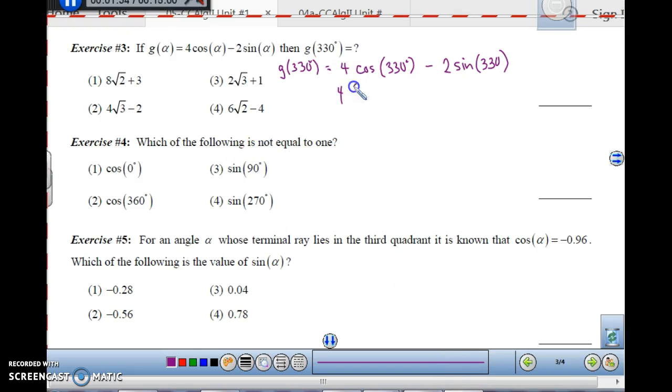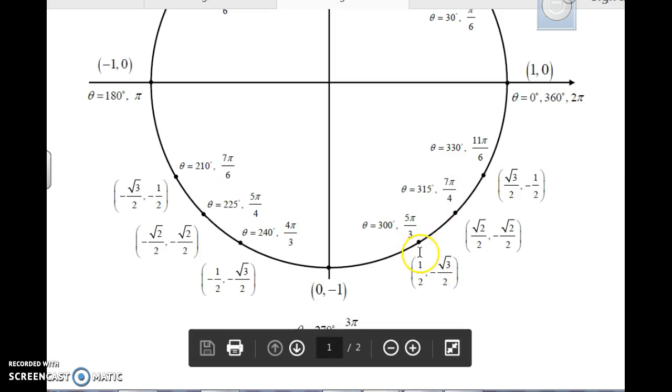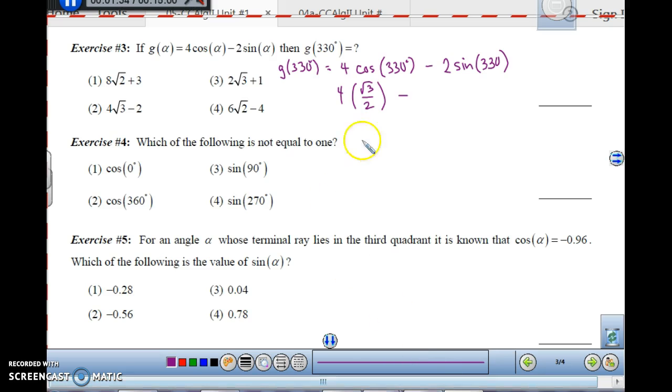So 4 times the square root of 3 over 2, minus 2 sine of 330, and sine on my unit circle diagram at 330 degrees will be negative 1/2. So 2 times negative 1/2. Okay, so if I multiply these together, 2 cancels the 4, leaving a 2, 2 times the square root of 3, and then negative 2 times negative 1/2 is positive 1, so it's 2 times the square root of 3 plus 1.